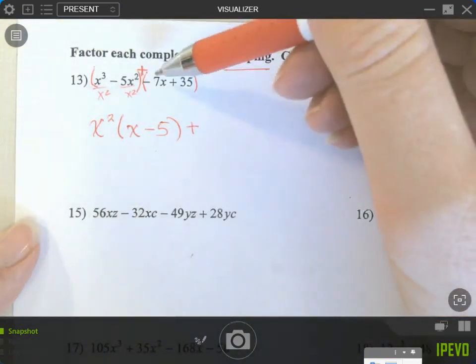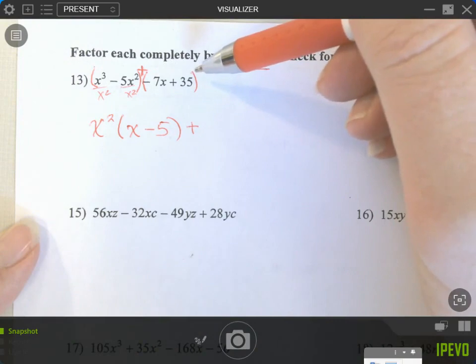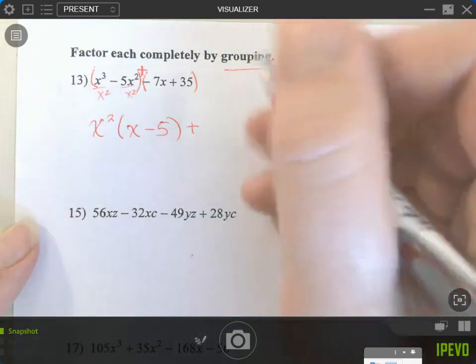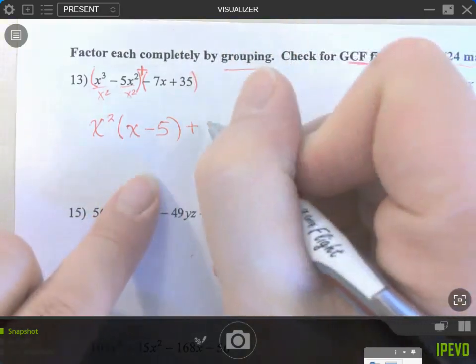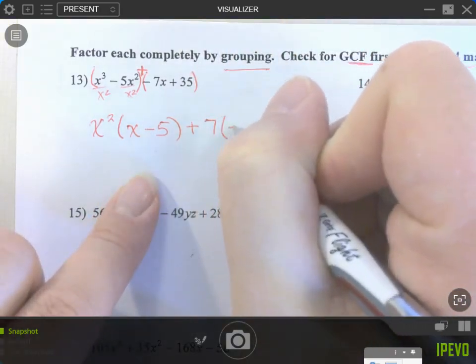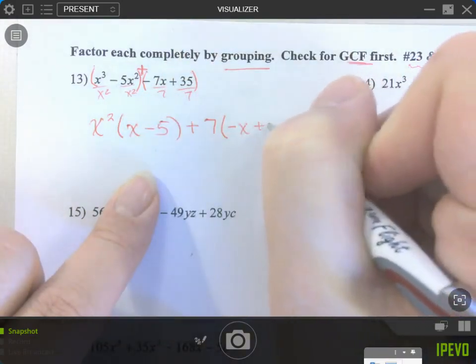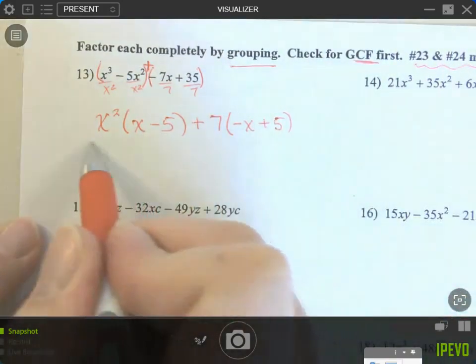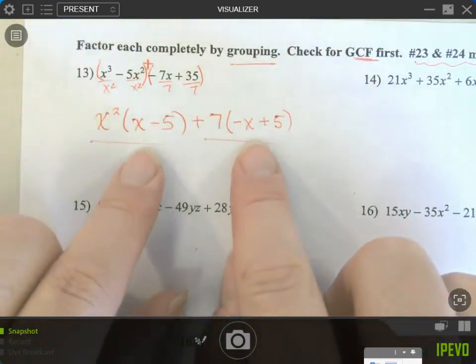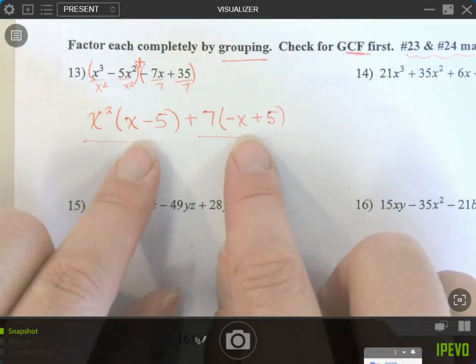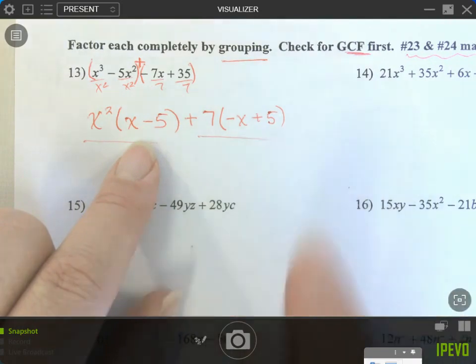Now, 7 and 35, what can I divide them by? 7. But here's the deal. If I divide by 7, I'm left with the negative x and a positive 5. So when I go to look at these two pieces, do they have the same exact thing in parentheses?